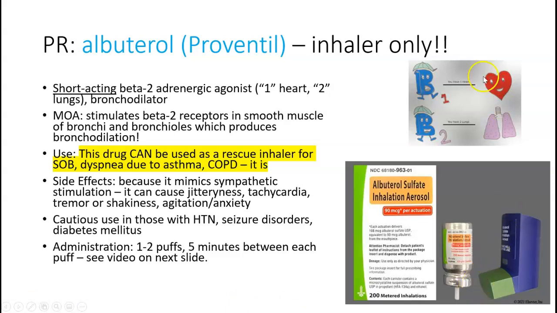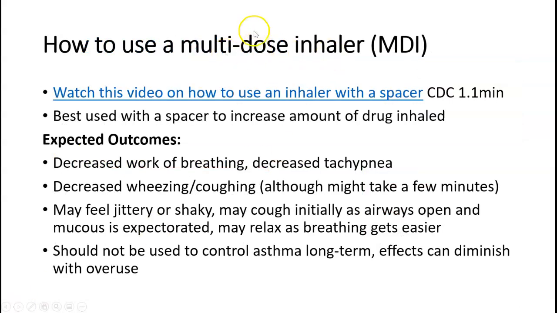Okay, so here's my beta 1, beta 2, 1 heart, 2 lungs, and albuterol sulfate. And this is what it comes in, this short little MDI, which is a metered dose inhaler, meaning that it gives out the same amount every time you push down on the little can, and it sprays out a dose. Okay, so here you go, multi-dose, metered dose inhaler, and watch this video. It's from the CDC. It's 1 minute. It's excellent.